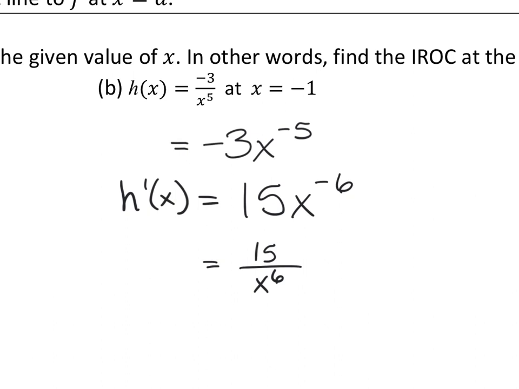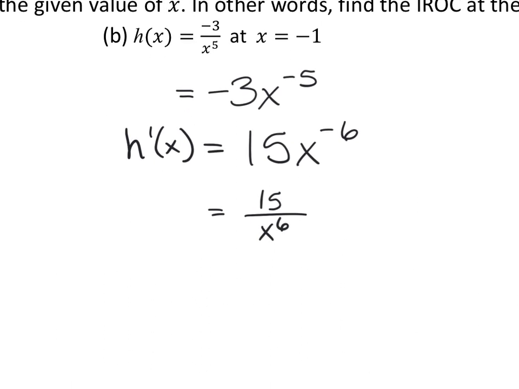But we are doing derivatives in this problem to find actual slopes at particular points. What point am I trying to find the slope of? So at the value h prime of -1, that just means plug in -1 to the equation.